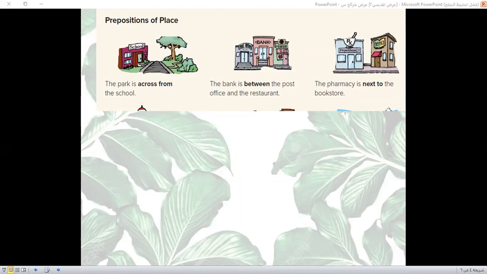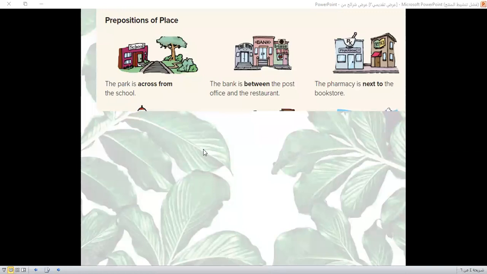Okay, today's lesson is very simple and very easy. I will give you 1 minute to look at those pictures and look at the bold words here. So, today we're going to talk about prepositions of place: how I'm going to describe my place or something else's place. Let's start from the first sentence.